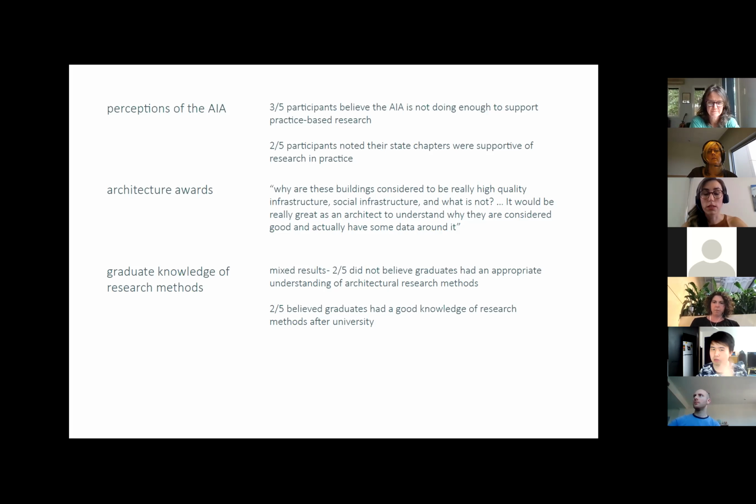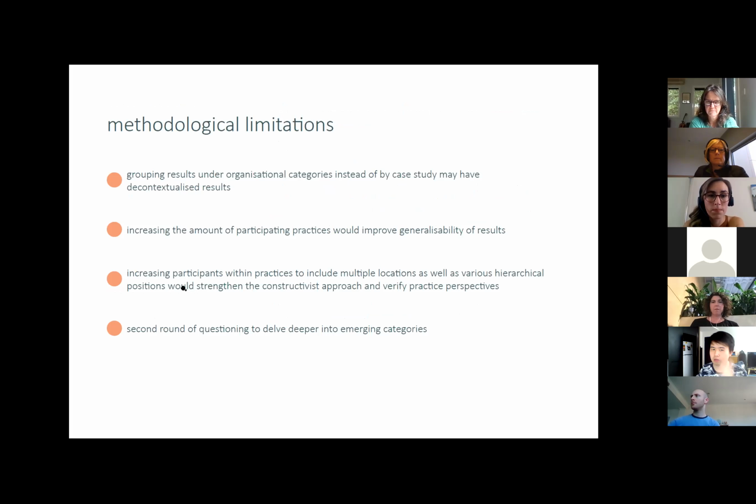And finally, graduate knowledge of research methods. So there were mixed results here. 2 of 5 of the participants didn't believe graduates had an appropriate understanding of architectural research methods, and 2 out of 5 believed they did have a good understanding of research methods. So I found that aligned with their resourcing strategies and collecting students from particular universities, and those practices understood the research ethos from those universities. But more research there would be really interesting to understand student capabilities and graduate capabilities.